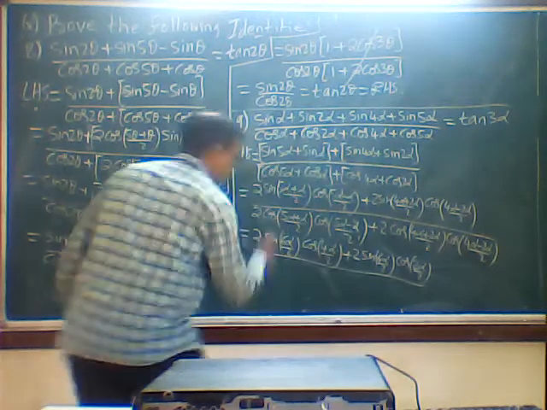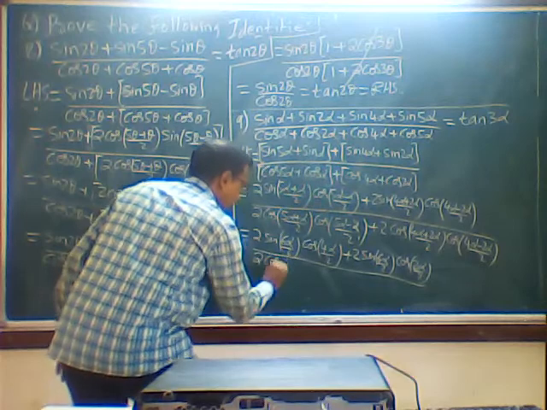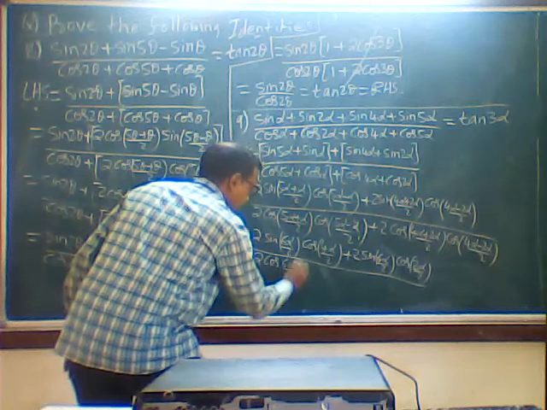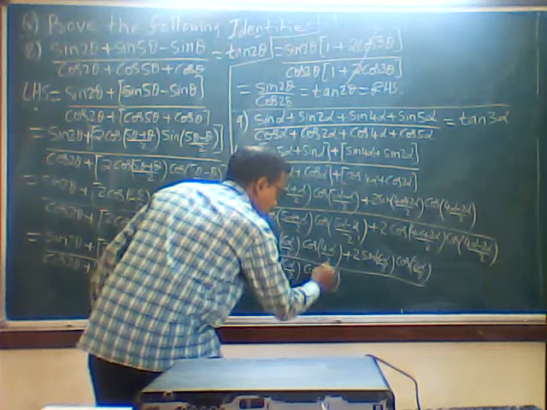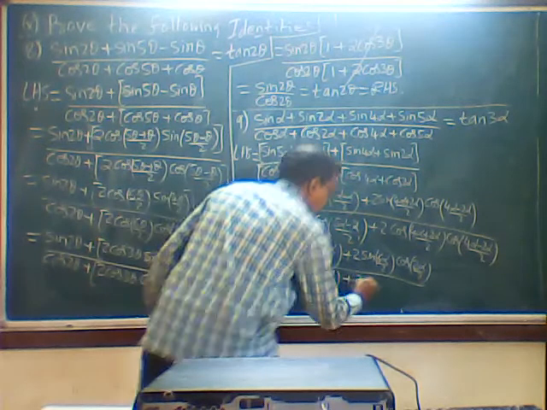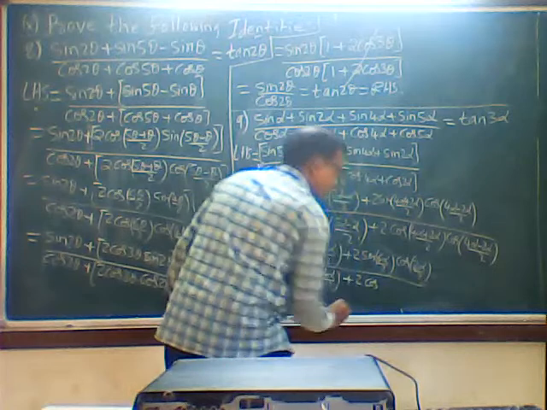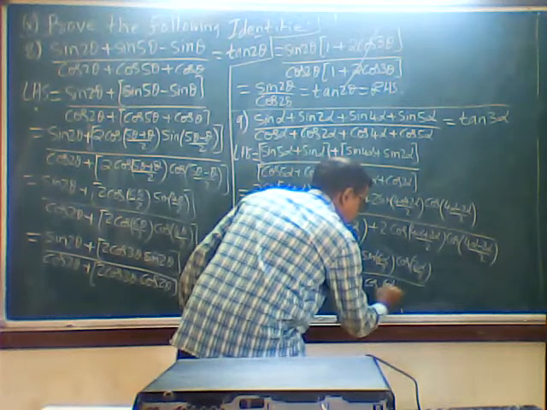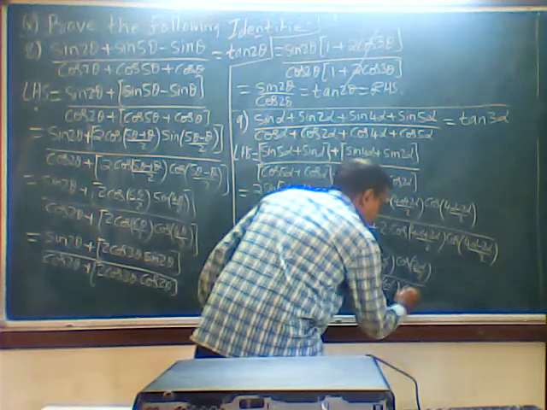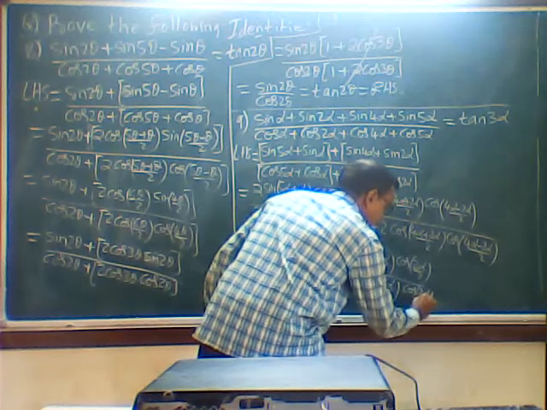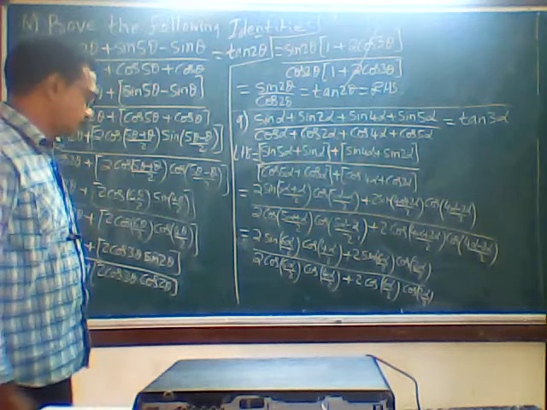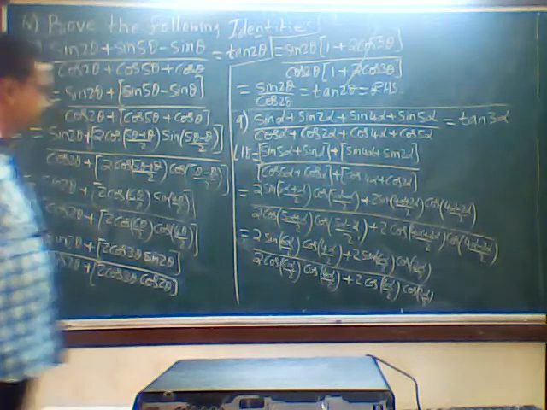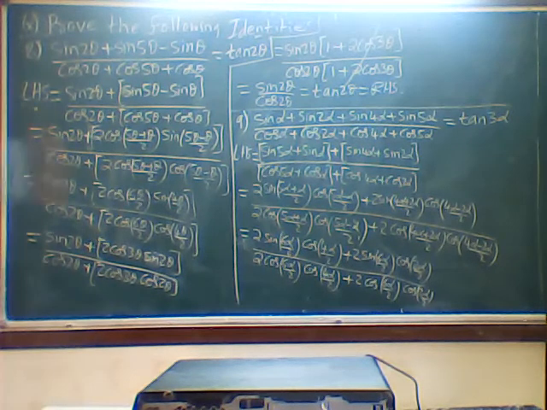Whole thing divided by 2 cos 6 alpha by 2 into cos 4 alpha by 2, plus 2 cos 6 alpha by 2 into cos 2 alpha by 2. Okay? Then, I will have this side and I will do it. You can go through it.